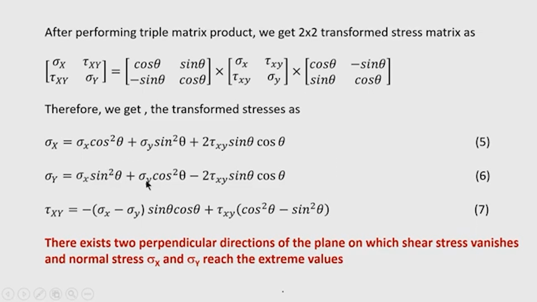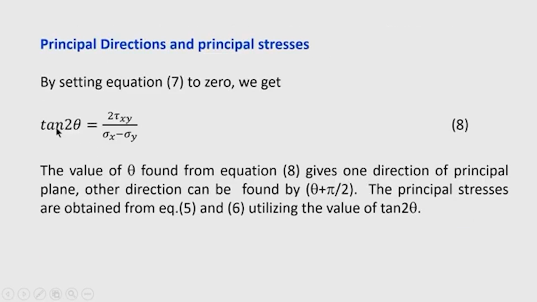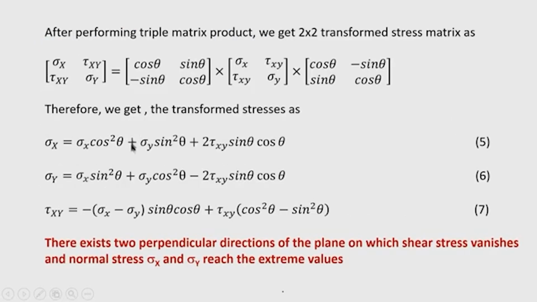So, for the particular value of tan 2 theta that I have shown here, 2 tau x y divided by (sigma x minus sigma y) will result in 0 shear stress. So, tau capital X Y is 0 for that particular orientation. Only these two normal stresses will exist, sigma x and sigma y, and these will give you the principal stresses. One will be maximum and the other will be minimum.